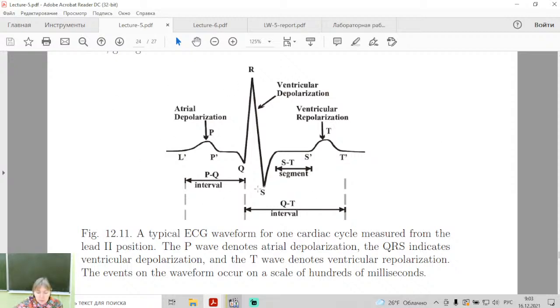Look at these waves. The P wave denotes atrial depolarization. The QRS indicates ventricular depolarization, and the T wave, look at the T wave, denotes ventricular repolarization. The events of the waveform occur on a scale of hundreds of milliseconds.